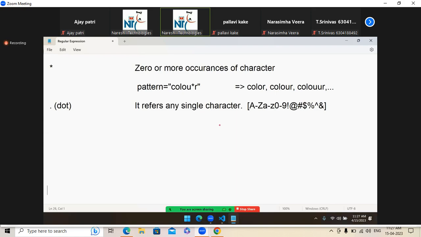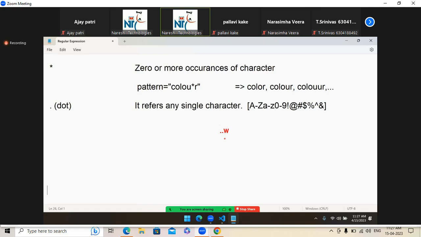Suppose I write like this, dot dot W. Every single dot represents one character. What does this mean? Before W, there can be how many characters? 2. And those 2 characters can be anything. The total length must be 3, and the last must be W. This type of condition is defined.